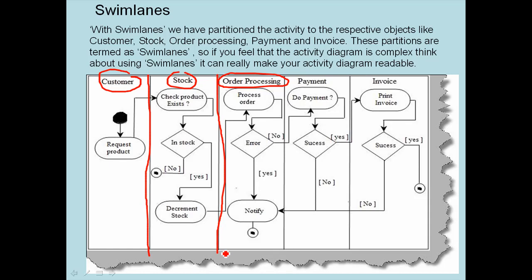So the same diagram now is more readable, meaning I can understand, okay, the stock object will basically check the product, check if it is in stock or not, and decrement the stock. So what I can understand is what the responsibilities of the stock object are. So in case your diagram is becoming pretty complex and you want to understand the responsibilities, you can always use swim lanes. So this is all about the activity diagrams.